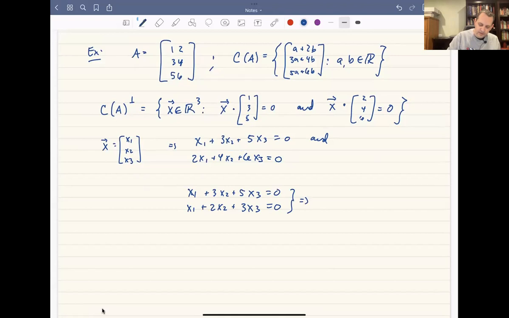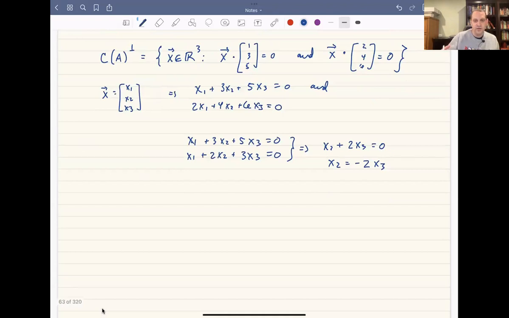If you subtract the bottom from the top, you end up with the x1's canceling. You get x2 plus 2x3 is 0. So it turns out x2 is going to be negative 2x3. And once you take those values, you can plug it back into either the top or bottom equation. I think the bottom one's slightly easier. x1 is going to be negative 2x2 minus 3x3.